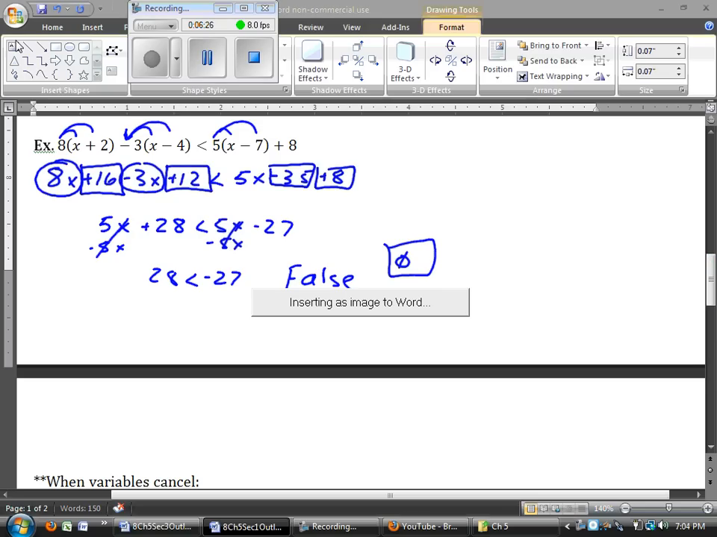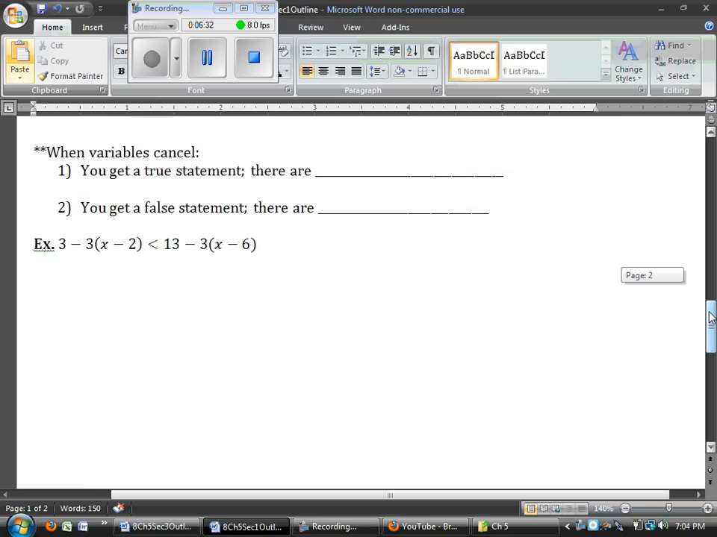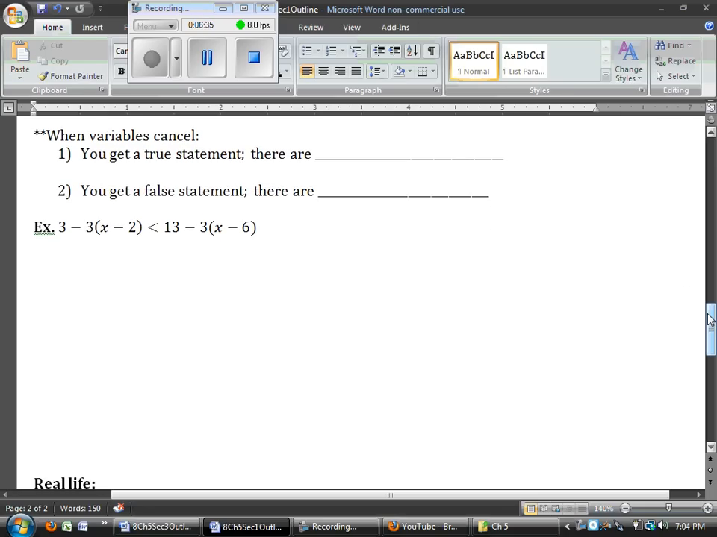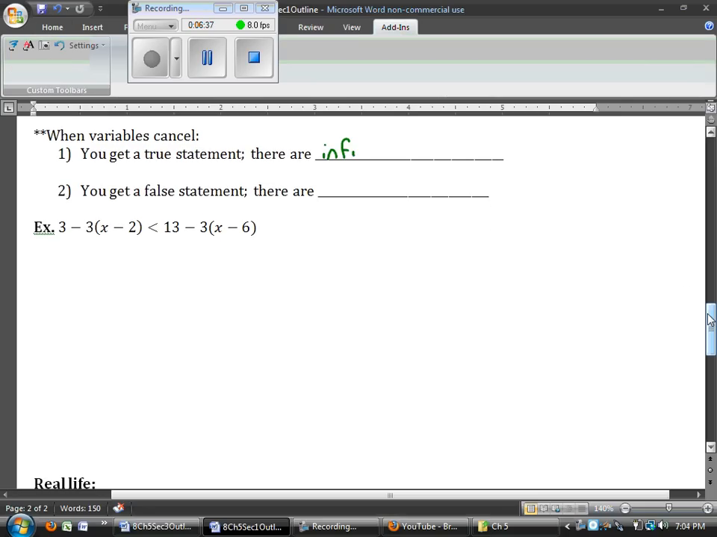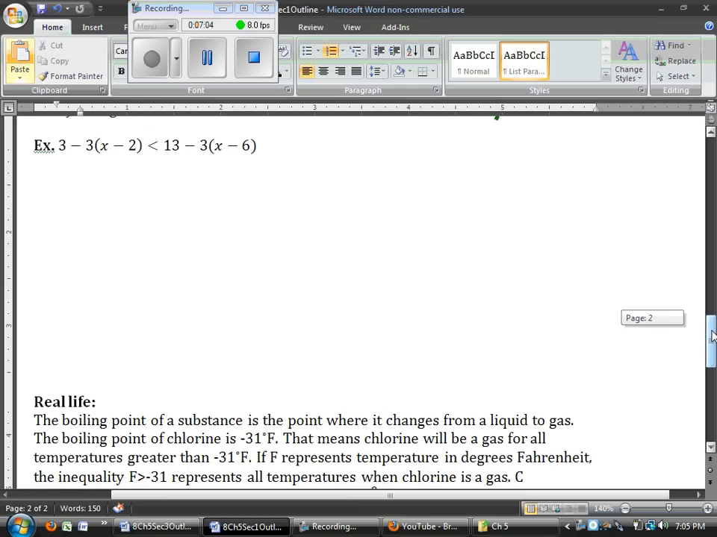So if you flip onto the back, we do a little bit more with that concept. When our variables cancel and you get a true statement, obviously it now becomes infinite solutions. And when it's a false statement, there are no solutions. And if you remember the two symbols, we used all real numbers when we had a true statement, and 0 with a line through it, the empty set, for no solutions. Okay? Let's take a look here at another example to see what happens in this one.